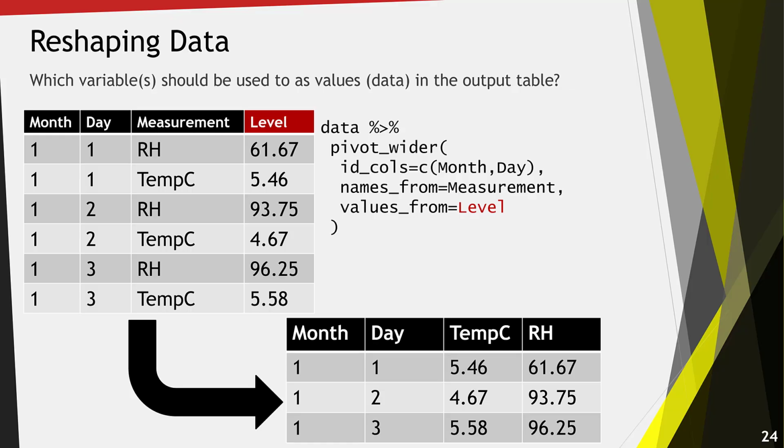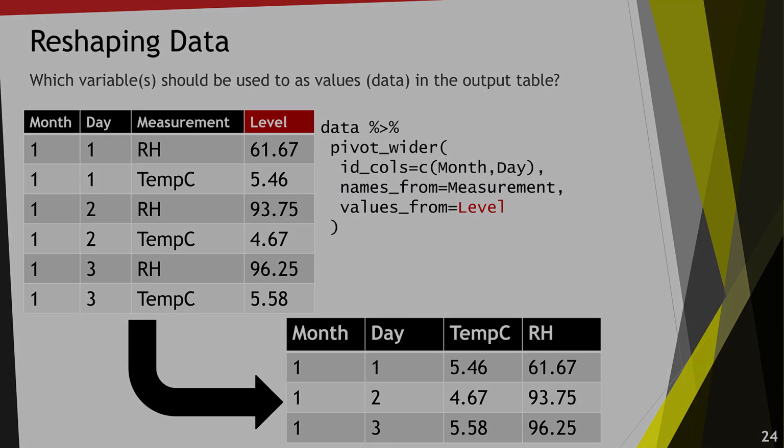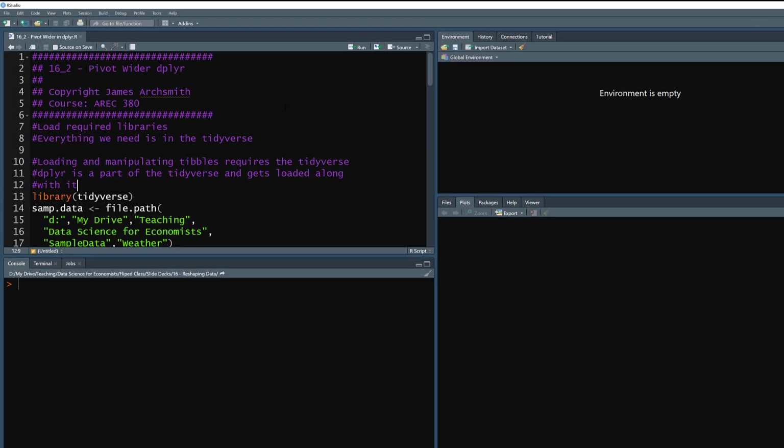Finally, the third question asked which variable or variables should be used as values, or the data in the output table. We determined that was the level column, and so the values_from argument should be set equal to level. Let's perform this reshape in R.